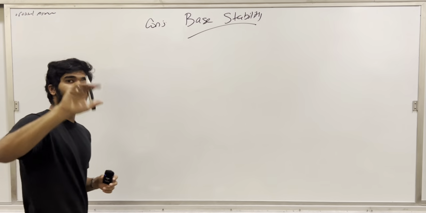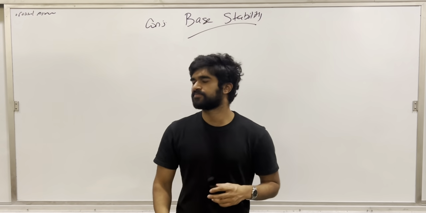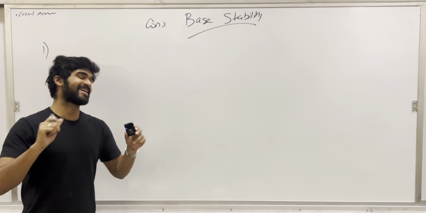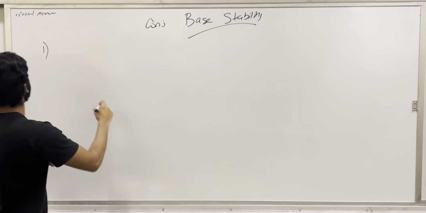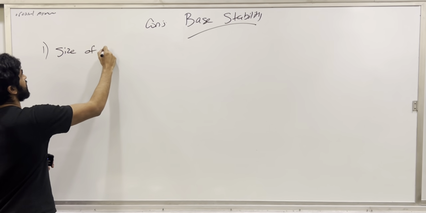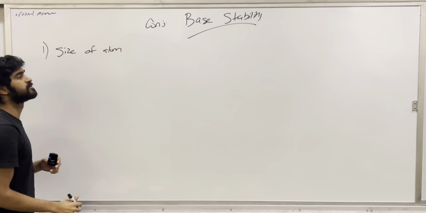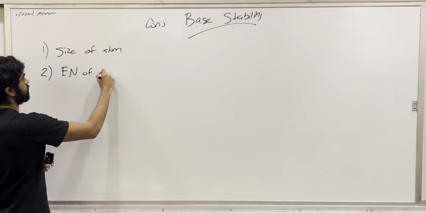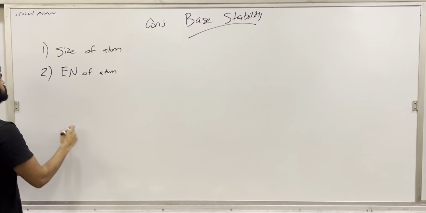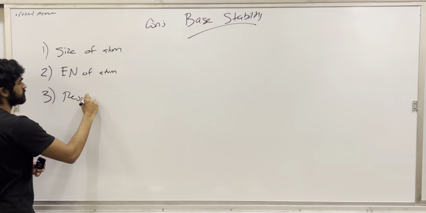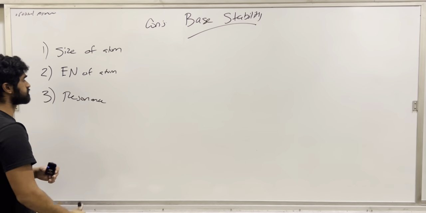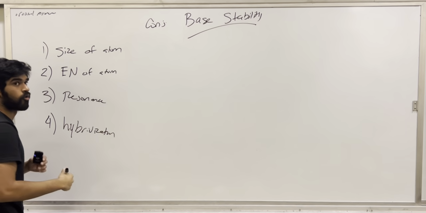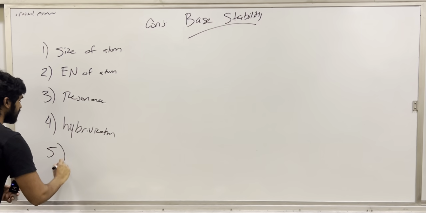There are 5 properties that stabilize a conjugate base. Thank you, Professor Militsky. I cannot thank him enough. The size of the atom that holds the charge, the electronegativity of the atom that holds the charge, resonance, or lack thereof, hybridization, or lack thereof, and inductive effects.